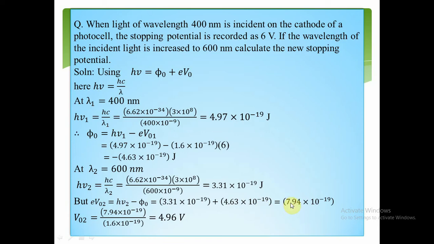After the simplification, we got 7.94 into 10 raised to minus 19. If we take this electron charge magnitude to the right side, then it goes to the denominator, that is 7.94 into 10 raised to minus 19 divided by 1.6 into 10 raised to minus 19. After the simplification, we got 4.96. This is the stopping potential for 600 nanometer wavelength of light.